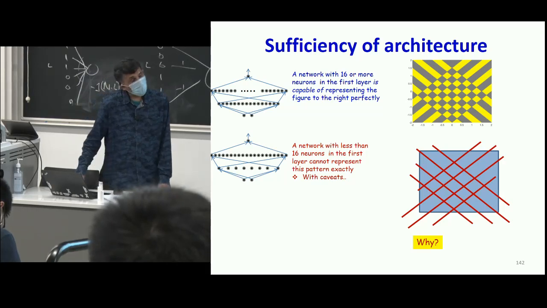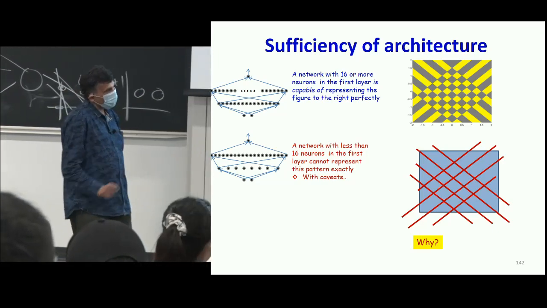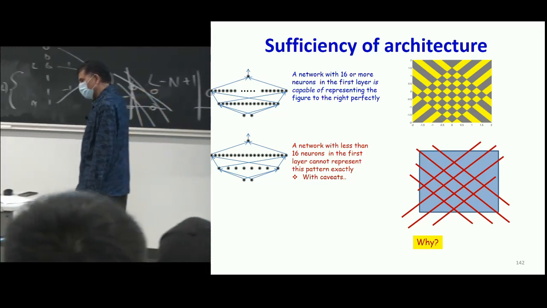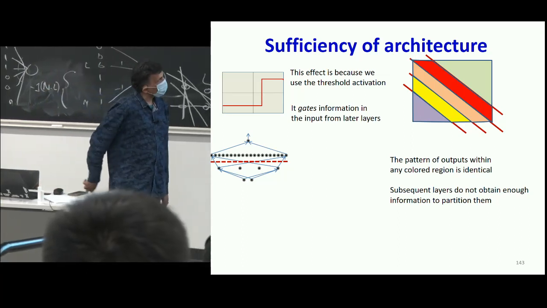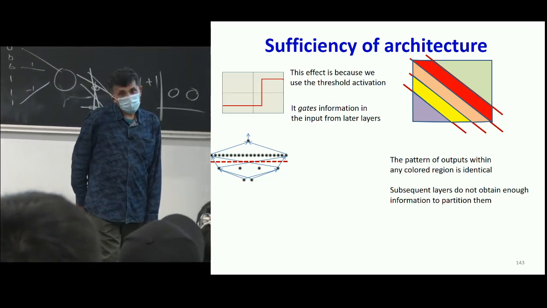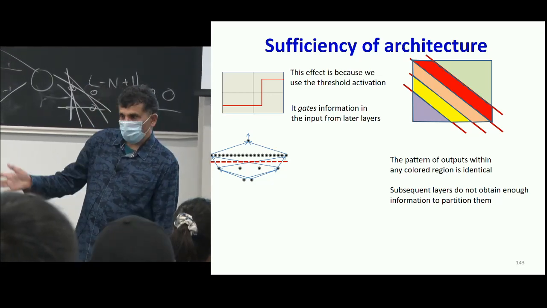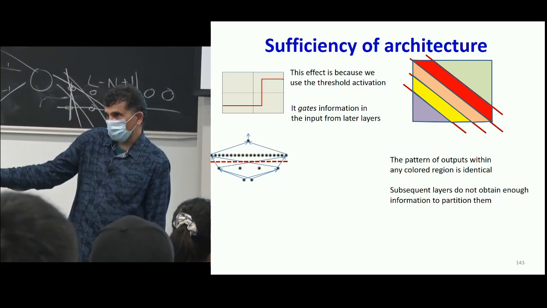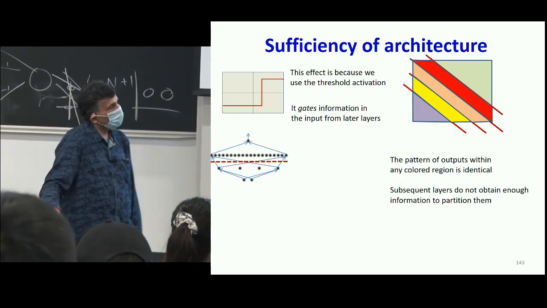So why is this happening over here? Why this is happening is because of a simple artifice that I forced on you in the past 2 classes. That's because I'm assuming that we are using threshold activations. A threshold activation is going to tell you whether you're to the left of a boundary or to the right, but it doesn't tell you how far you are from the boundary, correct?